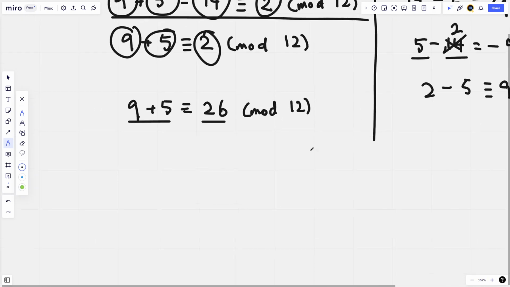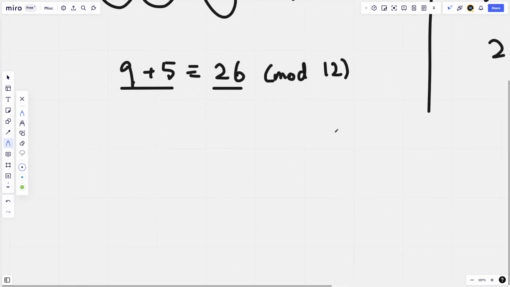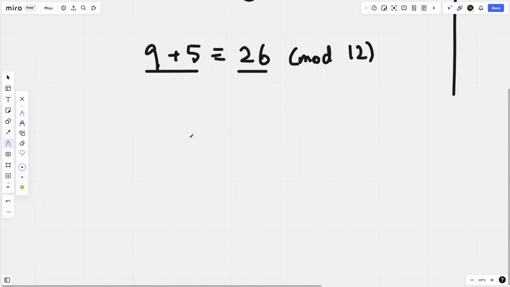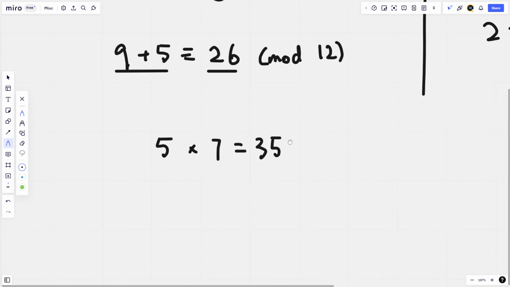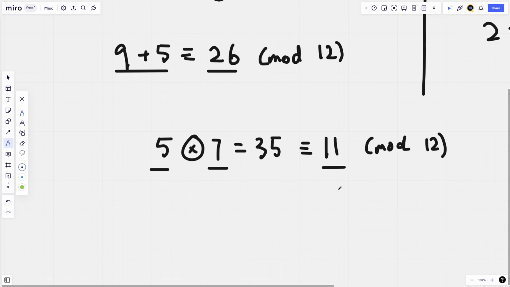For the last basic operator, let's talk about multiplication briefly. It also works very similarly. 5 times 7 is equal to 35, which is equivalent to 11 mod 12. And again, that should be interpreted as the 5 equivalence class and the 7 equivalence class, when multiplied together, yields the 11 equivalence class. So now how do you divide?